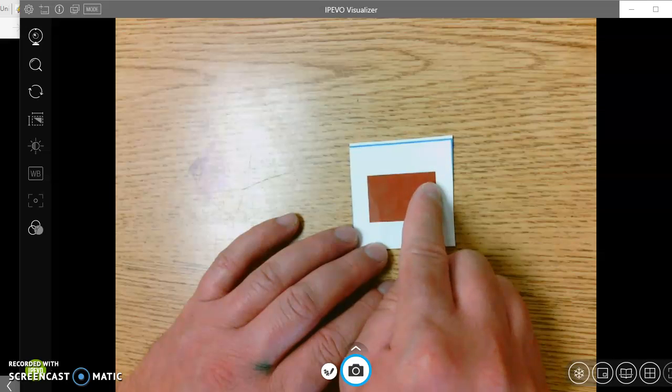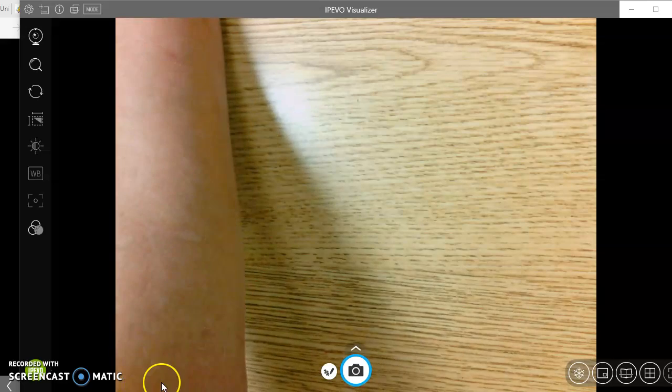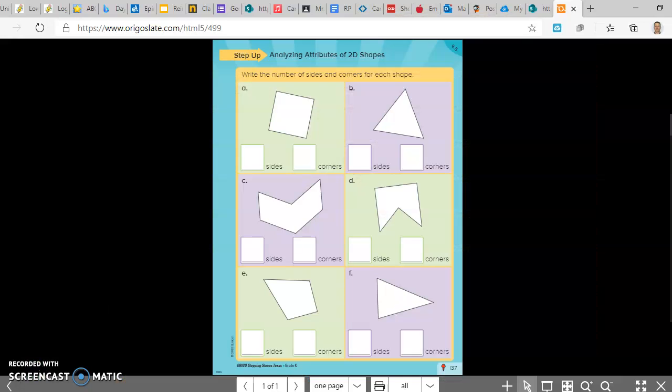All right, so now in our stepping stones, we're going to open to page 137. And this has 6 different problems that we're going to figure out. So the first one says here, write the number of sides and corners for each shape. So in this box here, it says sides right next to it. And in this box, it says corners. So we're going to look at this shape, which is what? That's right, this is a square. It's kind of tilted to the side, but it is a square. And let's see how many sides.